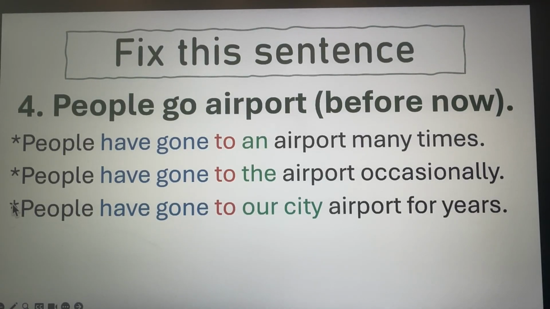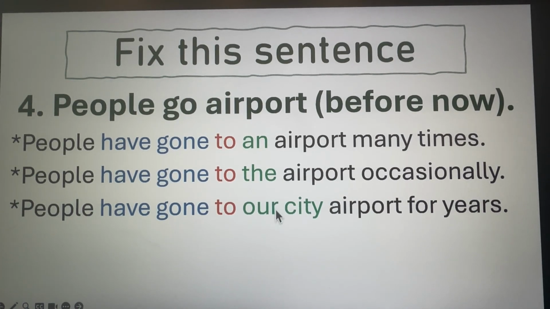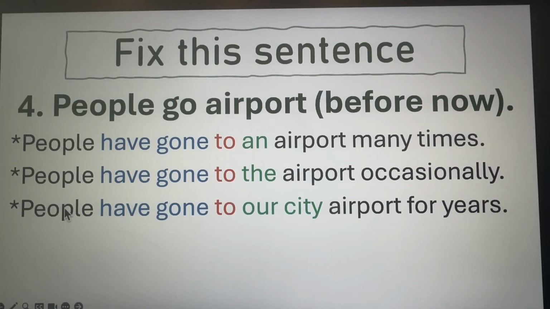Again, I don't have to put anything. People have gone to our, and then I got an adjective for airport, our city airport for years. That makes it have gone for years. And this is our direction word, and this is our word to introduce a singular airport. And we don't have to have anything for people because it's plural.